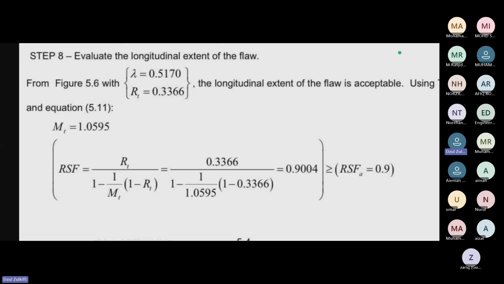So MAWP ni adalah kalau di luar FFS, dia akan kira based on nominal thickness minus design corrosion allowance. Okay. Tapi for FFS, sebab dia dah corrode, so dia dah tak ada design corrosion allowance, dia ada future corrosion allowance. So konsep dia macam tu lah. Basically, it is the absolute max pressure that you can go safely.